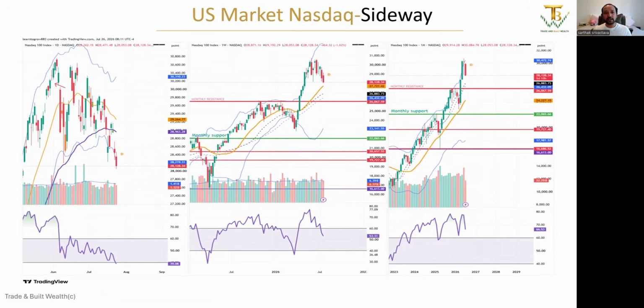All right, let's have a look at the Nasdaq. Monthly is making a really good evening star pattern over here. Weekly, there is a sideways movement which is breaking towards the downside. It's going from bullish to a sideways market.